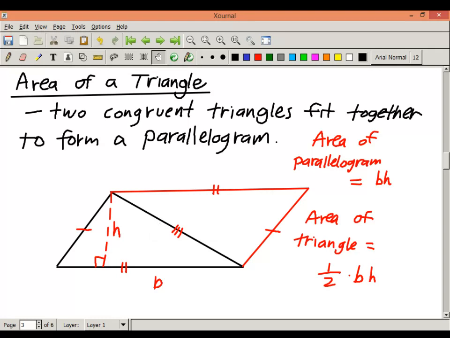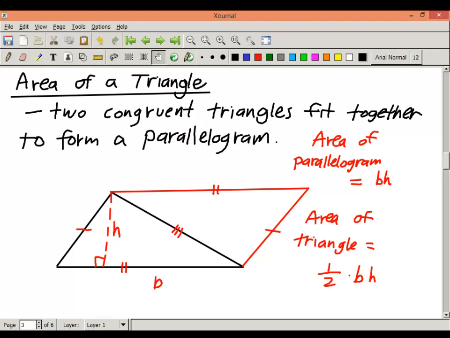Well, how do we know that? Both pairs of opposite sides are congruent, right? Top and bottom are doubly marked. Left and right sides are singly marked. So we had that theorem. It goes back quite a ways. If both pairs of opposite sides of a quadrilateral are congruent, then the quadrilateral is a parallelogram. So that's a parallelogram. So we know that parallelogram's area is base times height.